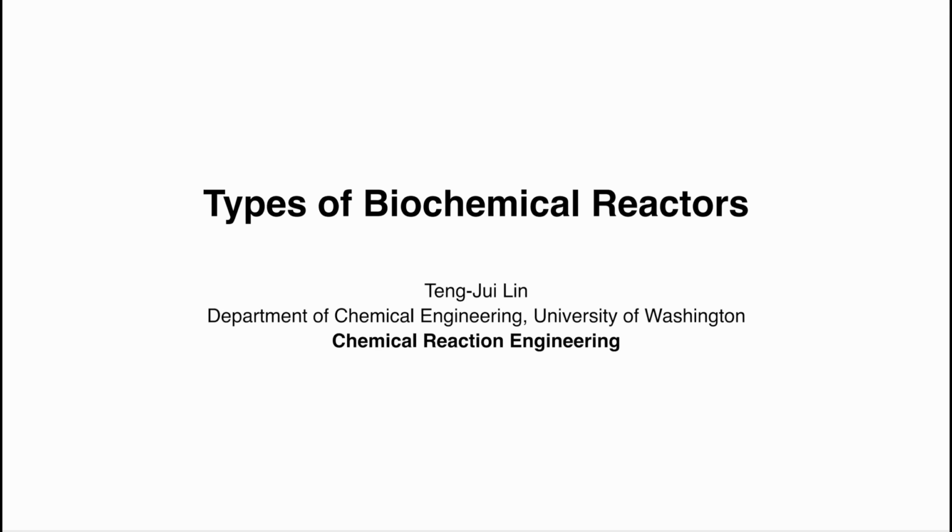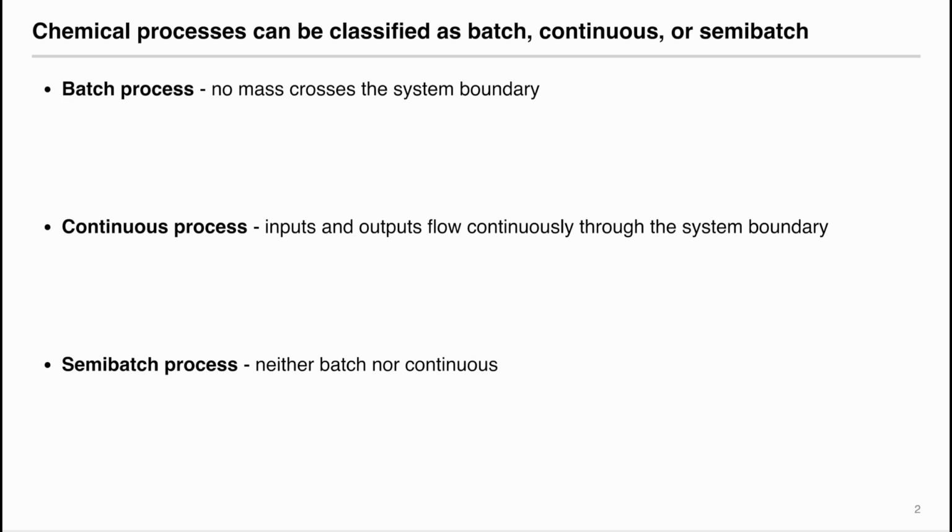Welcome back. In this video, I will introduce the types of biochemical reactors and their mass balances that lead to their design equations. In general, chemical processes can be classified as batch, continuous, or semi-batch processes. For a batch process, there will be no mass crossing the system boundary.